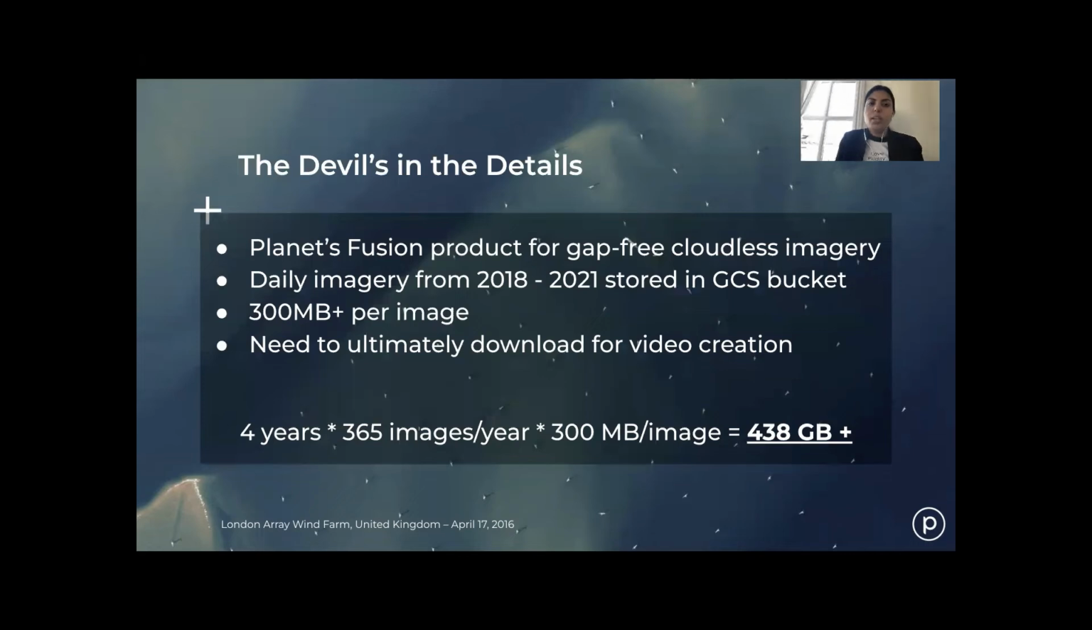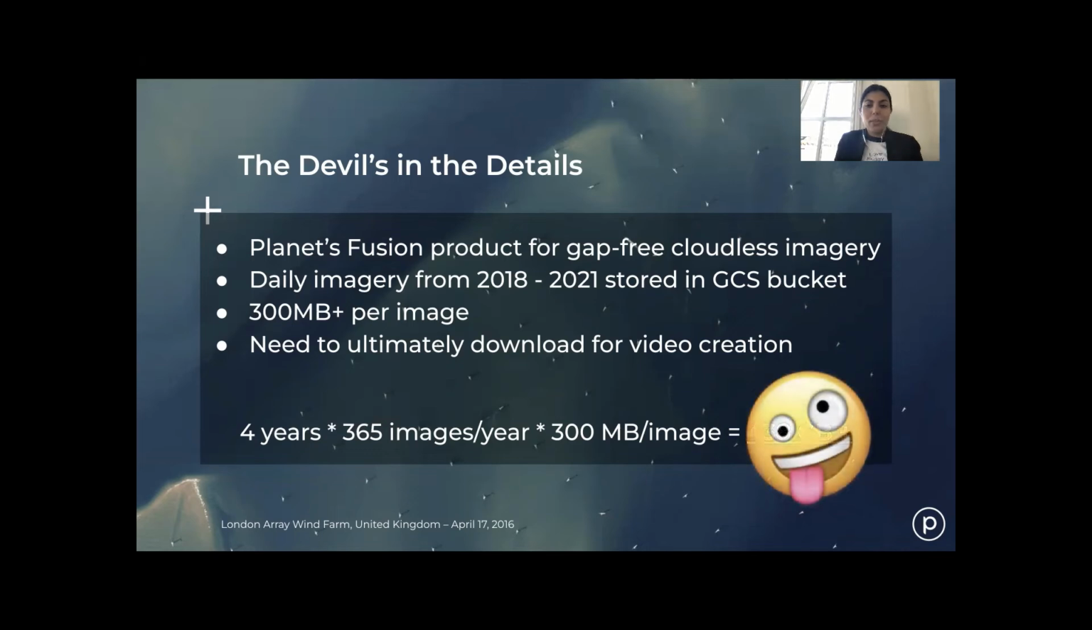So I knew I wanted to use Planet's Fusion data product for gap-free cloudless imagery. And specifically, I knew that I wanted daily imagery between 2018 and 2021 that would be stored in Google Cloud Storage buckets. Given the nature of the Fusion tile I was looking at, I knew I was going to be looking at about 300 meg per image for the area I was interested in. And I knew that I would ultimately need to download these images to my local machine for making a video out of them. So 4 years of data, approximately 365 images per year, about 300 meg per image is a lot of data, enough to drive someone a little bit insane.